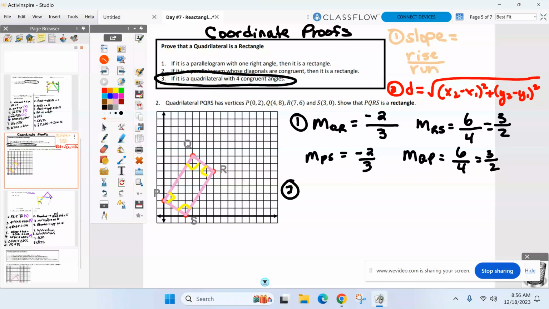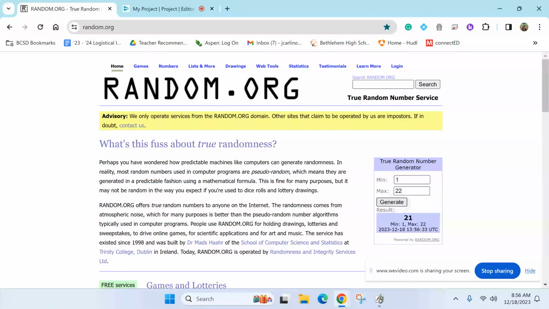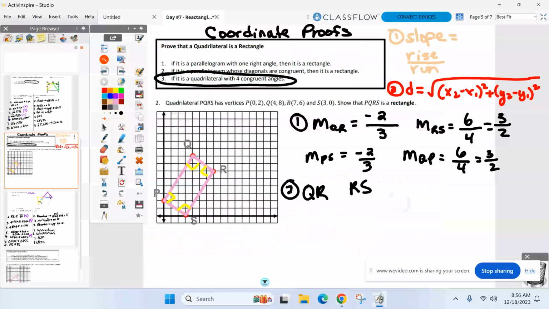Well, let's take a look at QR and RS. QR, negative 2/3. RS, positive 3/2. Tell me a symbol to put between those now, because those slopes came out like that. QR and RS, negative 2/3 and 3/2. What do I now know for those 2 lines? Lauren? Darn right they are. They're perpendicular.